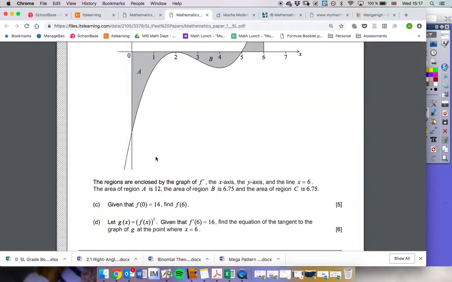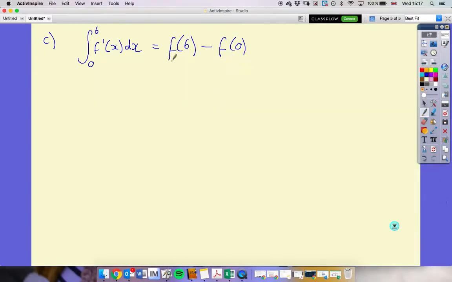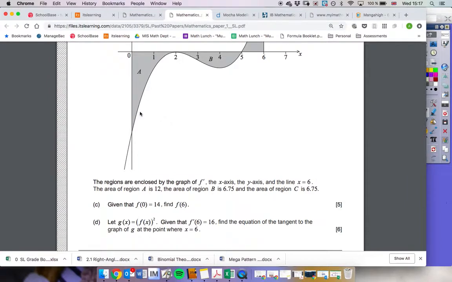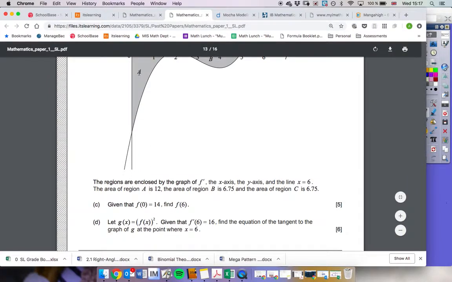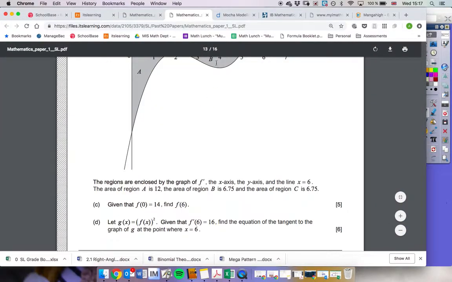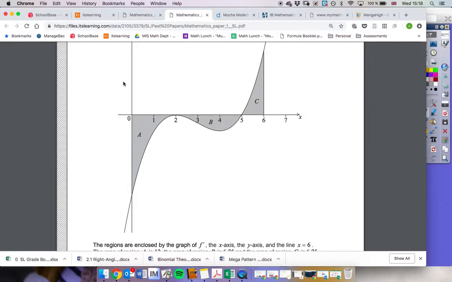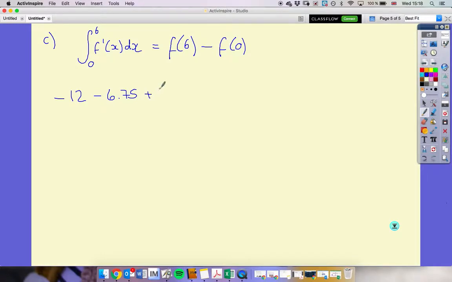Switching back to the question, we are given f of 0, so that's this section, and we're asked to find f of 6. We need to find another way of expressing this if this is going to be helpful. And the way that we're going to do that is we're going to find the integral from 0 to 6 by using the information in the question. So A should be a negative value, so instead of putting 12, I'm going to put negative 12. B is also negative, so I'll put negative 6.75. And C, as it's above the x-axis, is positive, so I'll put positive 6.75. That should be equal to this integral.